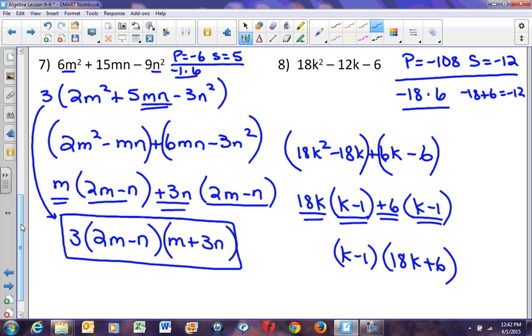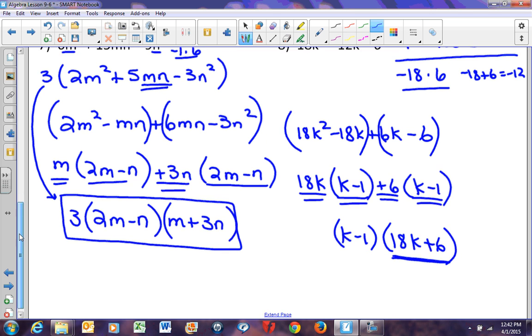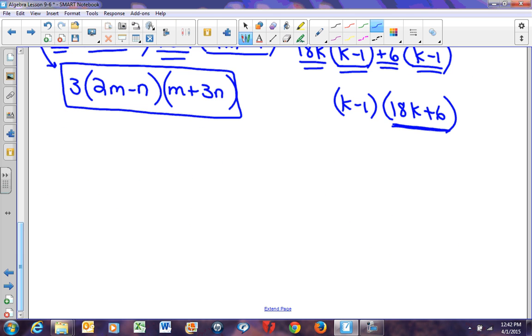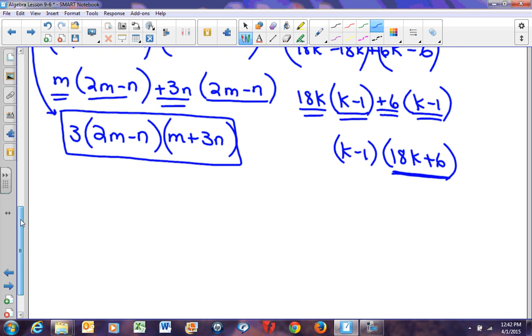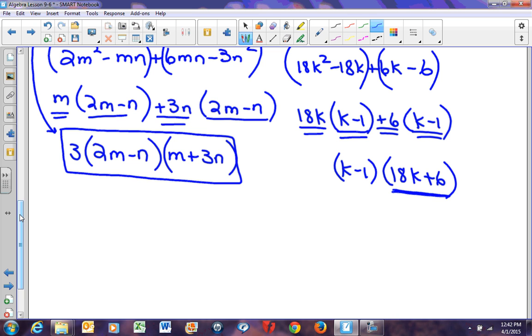Now I can look at this and say, uh-oh, I've got a problem, because I can see right here I've got a common term that I can take out of that. You may not recognize that, which is why you should always look for the greatest common factor first. But I'm showing you what happens if you forget to look for the greatest common factor first. You can always take it out at the end. I'm going to take it out at the end now.